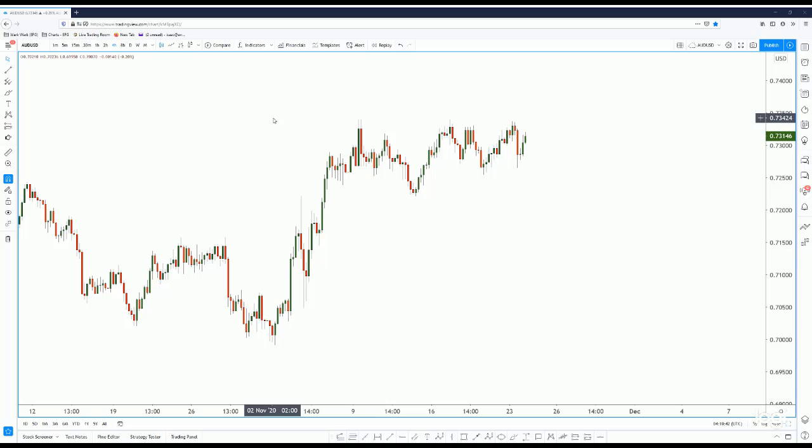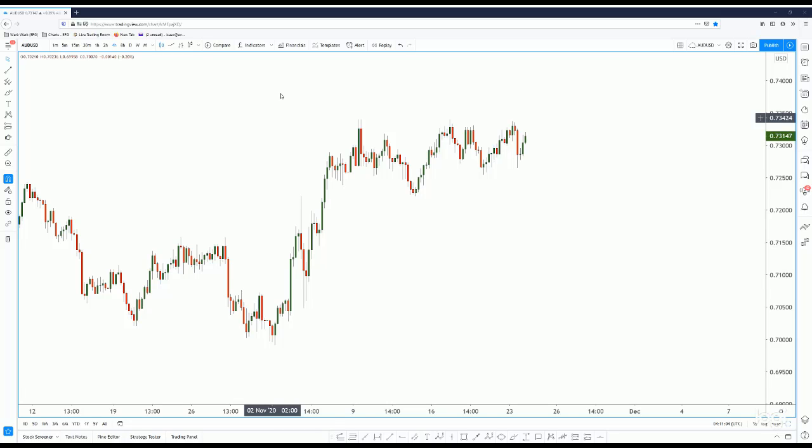Hi everyone, welcome to today's trade of the day, and for today's trade of the day we will be looking at the Aussie dollar. The Aussie dollar has a pretty nice configuration on the intraday, much similar to yesterday's Kiwi dollar. I just want to see whether we can take advantage of this move on the intraday time frame.